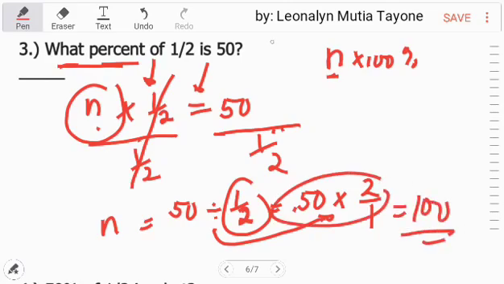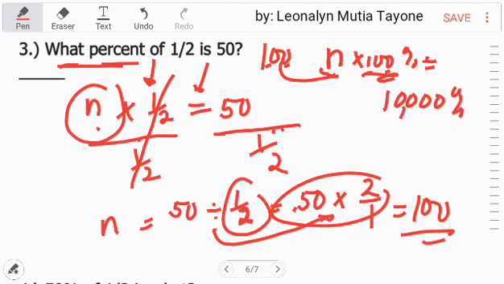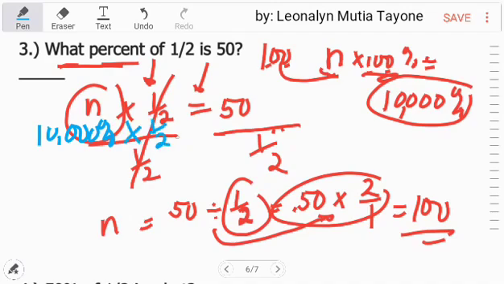So, ang sagot sa number 3 ay 100 times 100% equals 10,000%. So, ang sagot dito ay 10,000%. I-double check natin: 10,000% of 1/2 is equals to 50.